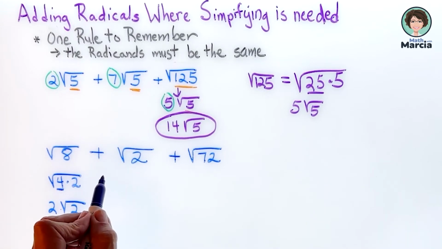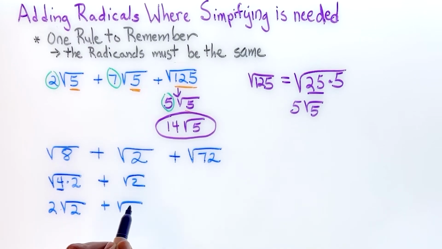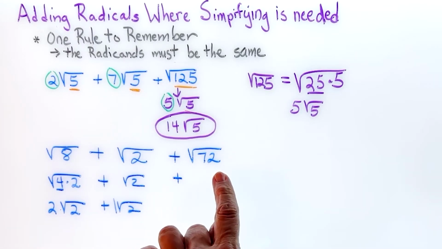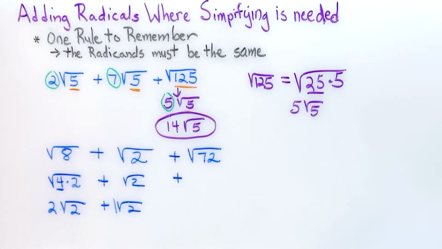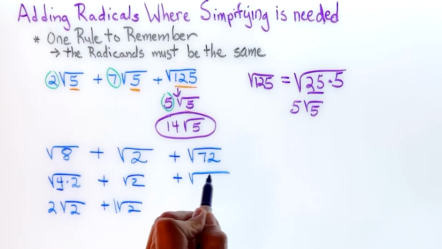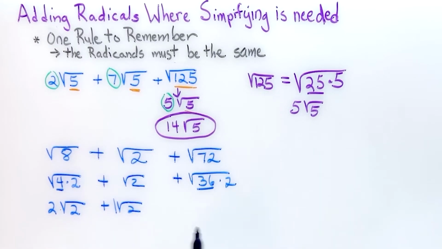So now the square root of 2 is definitely in simplest form, so I'm just bringing it down. And you need to remember that there is an imaginary 1 that is always there. And finally, this is even. So I'm thinking 36 times 2, I know is 72. And I really like that because 36 is a perfect square. So it is 6 square roots of 2.